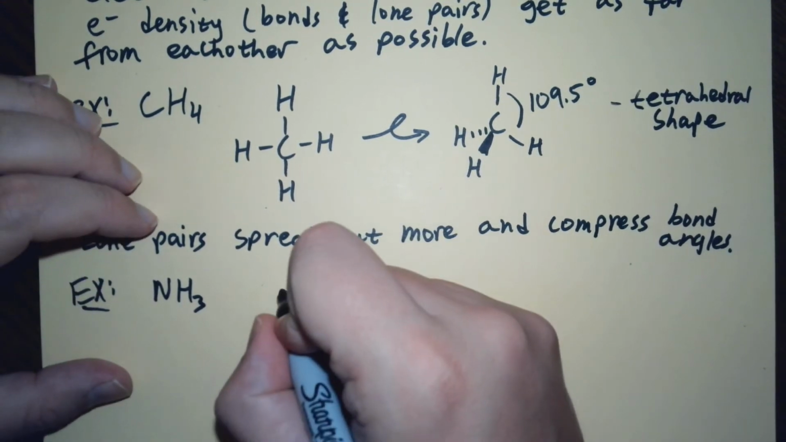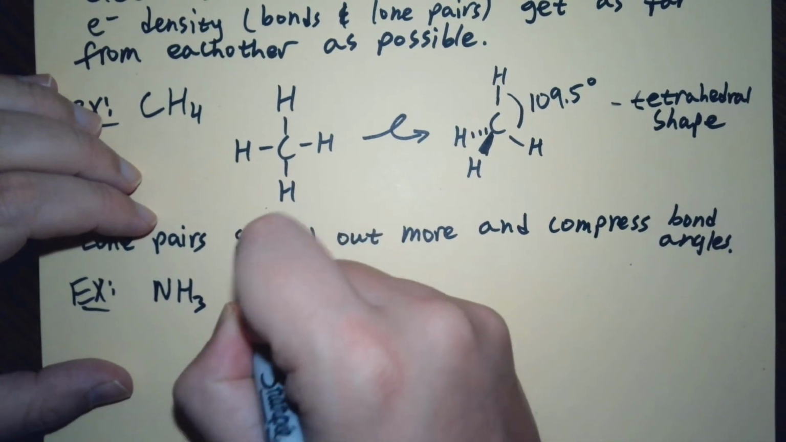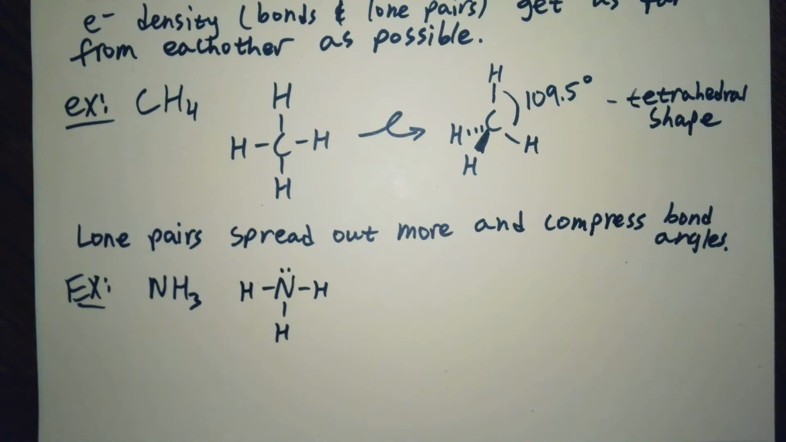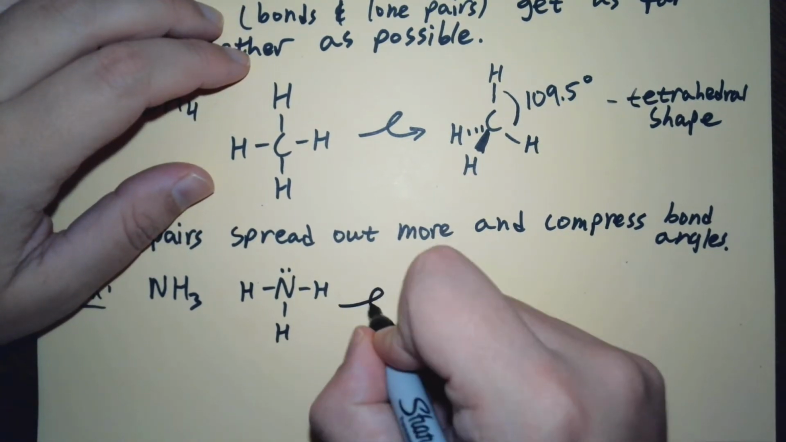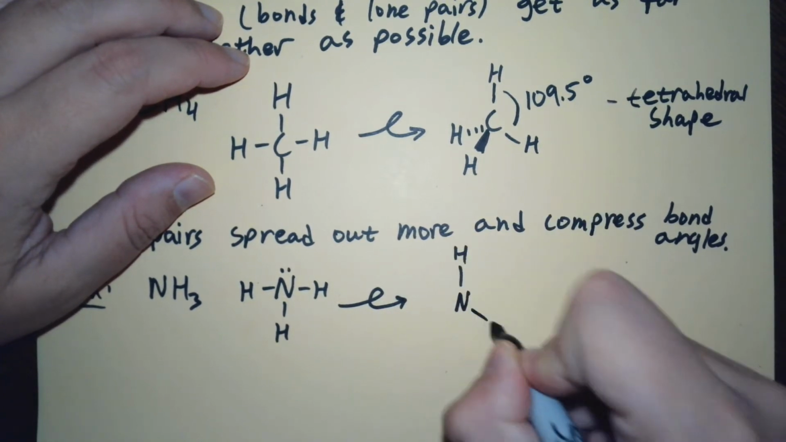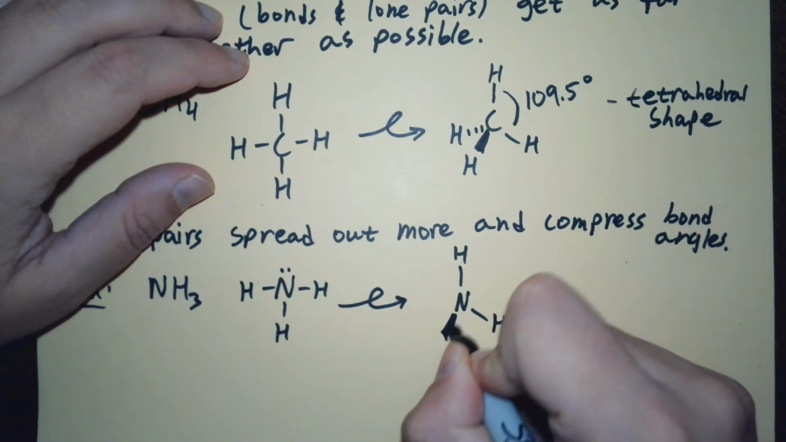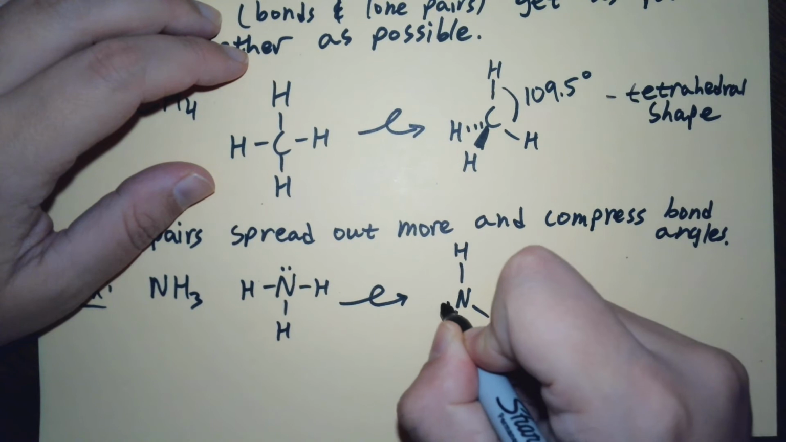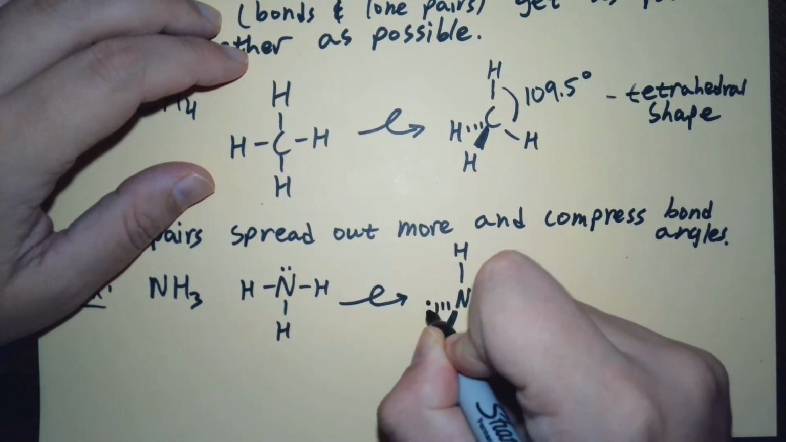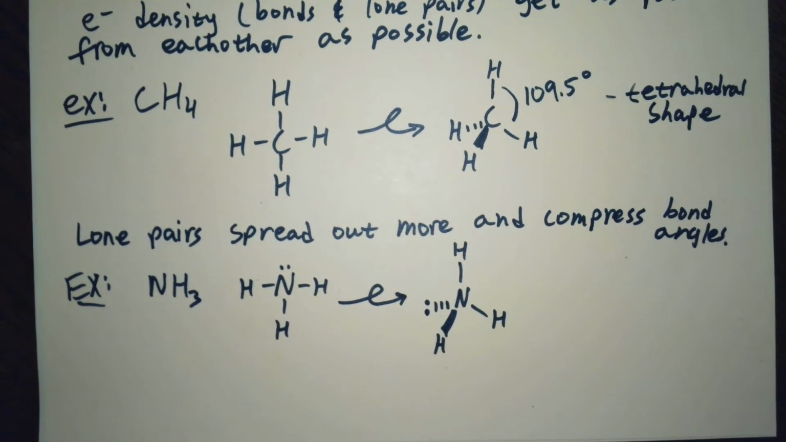So it is going to be like so. That is our electron dot structure. And then our lone pair, I'm going to put the lone pair in the back. So those are our 2 dots, that's our lone pair. So it has 3 hydrogens bonded.